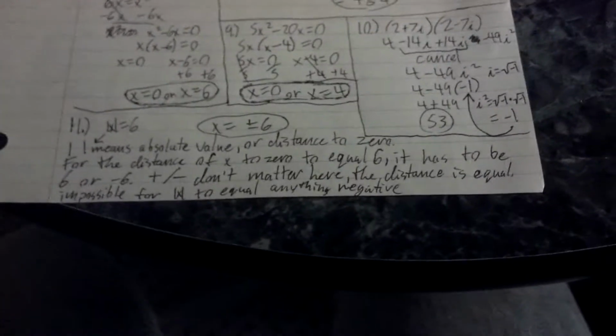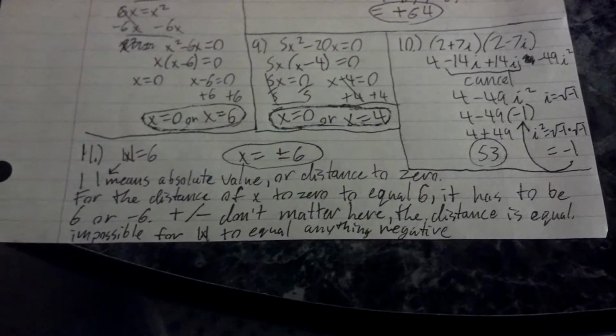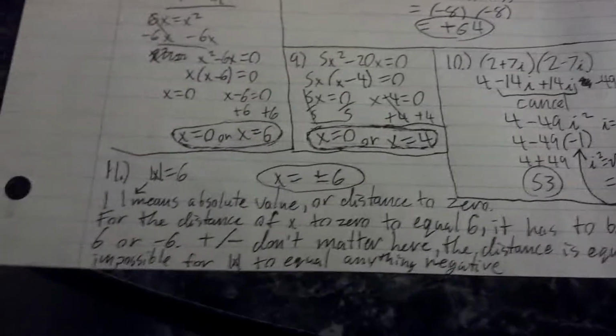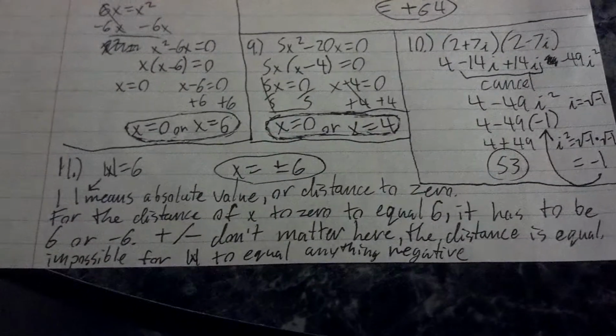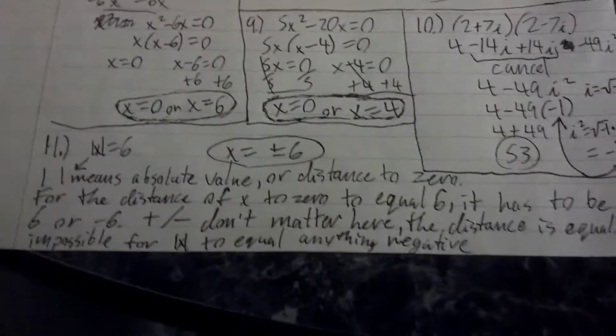Okay, so there you can see the full explanation. Basically, the absolute value of x equaling 6 means x can equal a positive 6 or a negative 6, because absolute value is just the distance from 0. Alright.